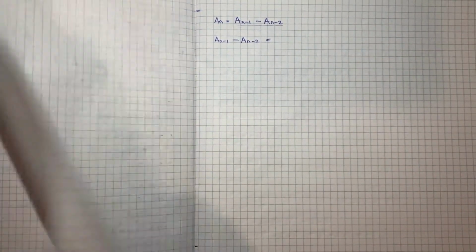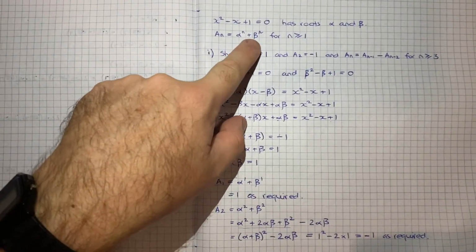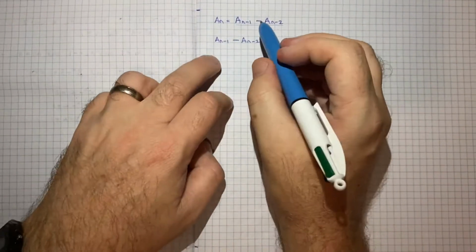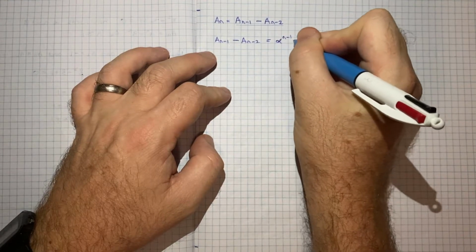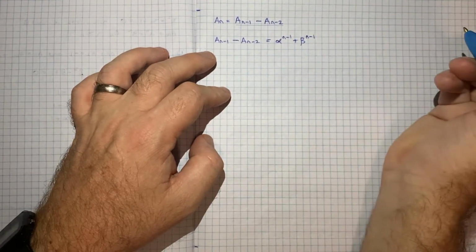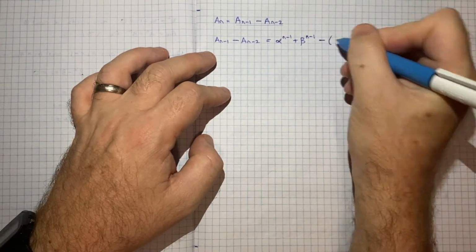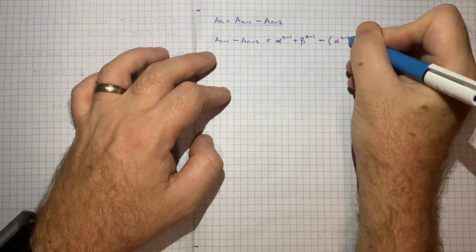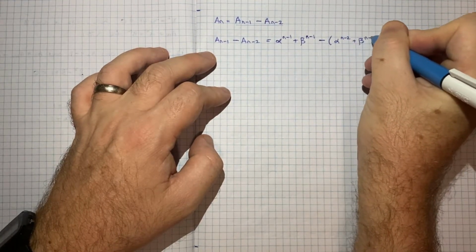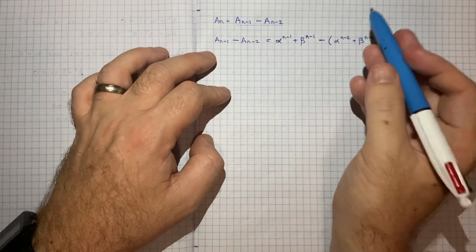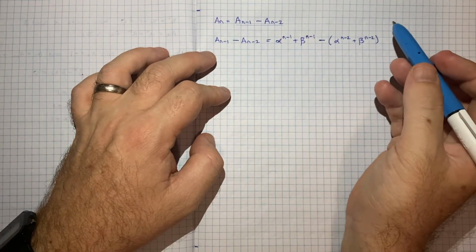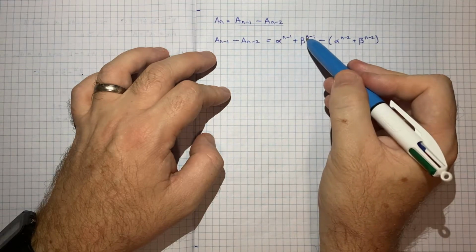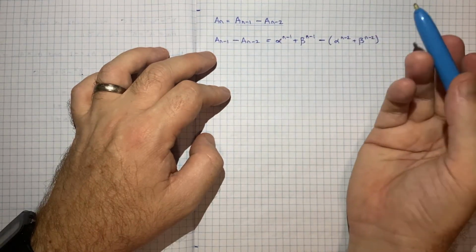remembering what AN is defined as, alpha to the n plus beta to the n. So here it would be n minus 1. So alpha to the n minus 1 plus beta to the n minus 1, minus alpha to the n minus 2 plus beta to the n minus 2. That's kind of just throwing in the definitions. I'd like to have this in terms of alpha to the n and beta to the n, because I know that's what AN is defined as.